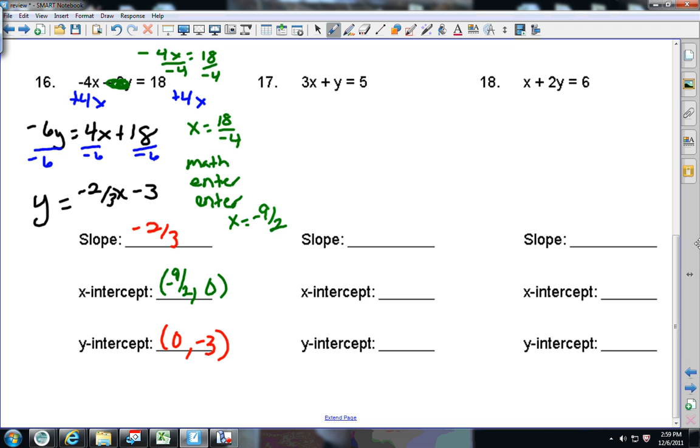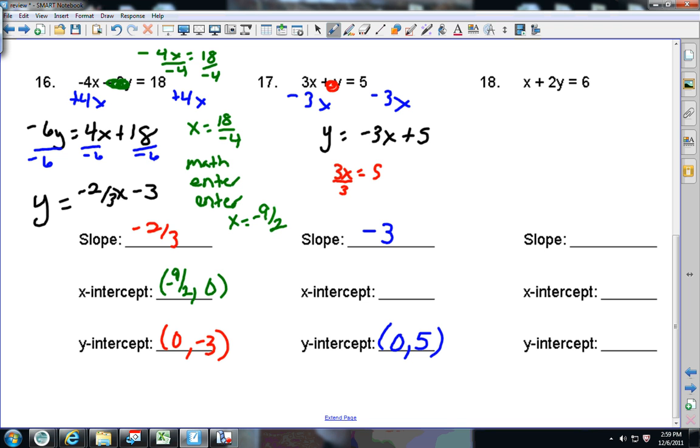The next one, you would have subtracted 3x from each side. You get y equals negative 3x plus 5. The slope is negative 3. The y-intercept is 0, 5. The x-intercept, if you cover up the y, it says 3x equals 5. Divide by 3, x equals 5/3. So it is 5/3 and 0.